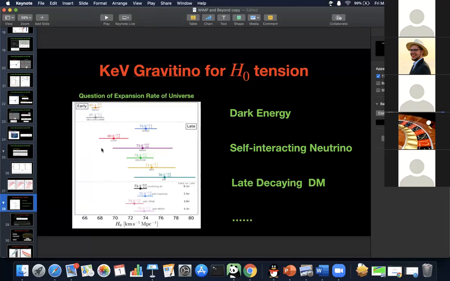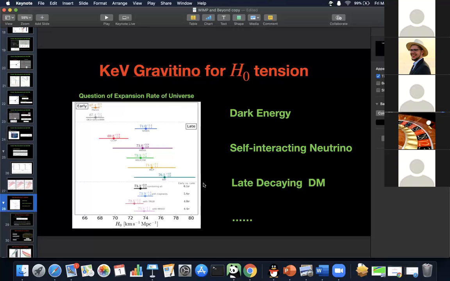I won't talk too much about the systematic errors that could explain the tension. I just want to start from particle physics. There are some solutions for these tensions. One, we can use dark energy, and then we can also have self-interacting neutrinos, decaying dark matter. There are many other options to explain this tension.